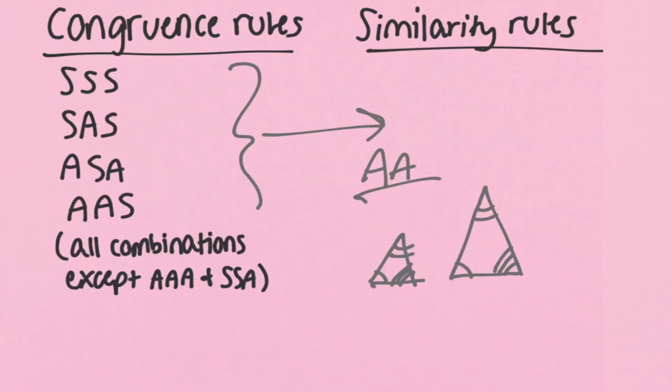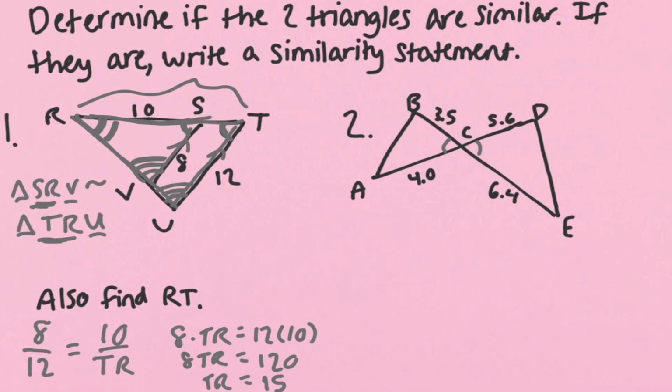Just in case I didn't make this clear at the beginning, for congruence, every time it says angle, it means that the angles are congruent. That's same with similarity. But for congruence, every time it says side, it's talking about the sides have to be congruent. With similarity, it only means that the sides are proportional. So looking over here, we don't see any congruent sides, which is okay.